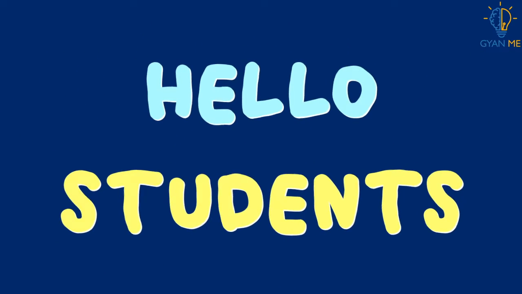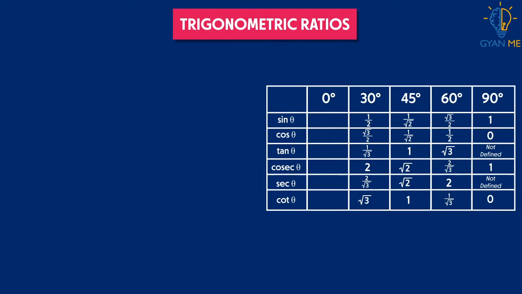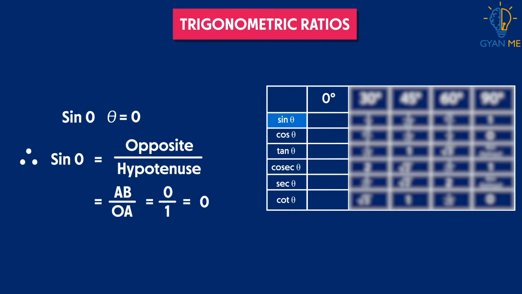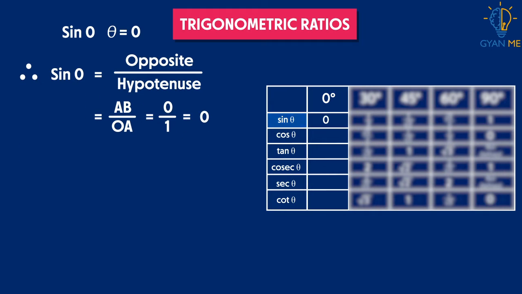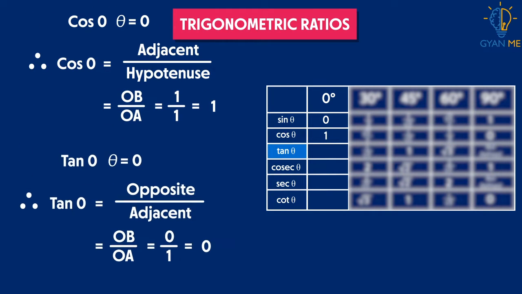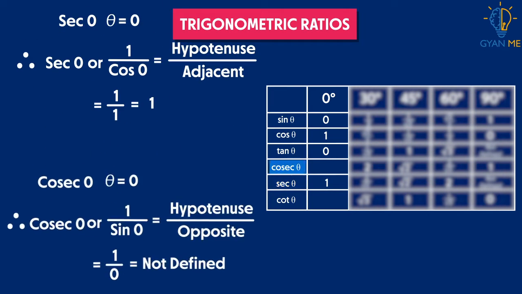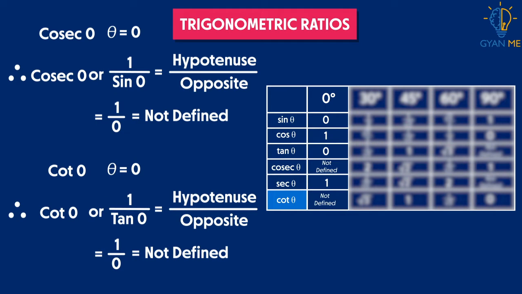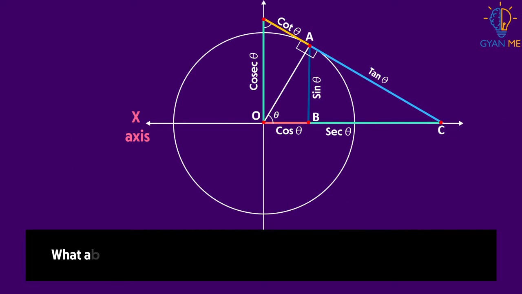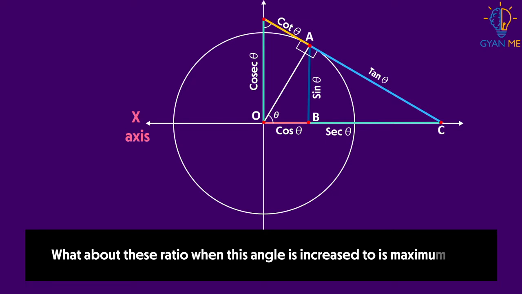Hello students! In the previous video, we discussed trigonometric ratios when theta is equal to 0. We saw how and why sine 0 is 0, cos 0 is 1 and tan 0 is 0. Again, sec 0, which is 1 upon cos 0, comes out to be 1. Cosec 0, which is also 1 upon sine 0, comes out to be not defined and cot also becomes not defined. Now what about these ratios when this angle is increased to its maximum, 90?